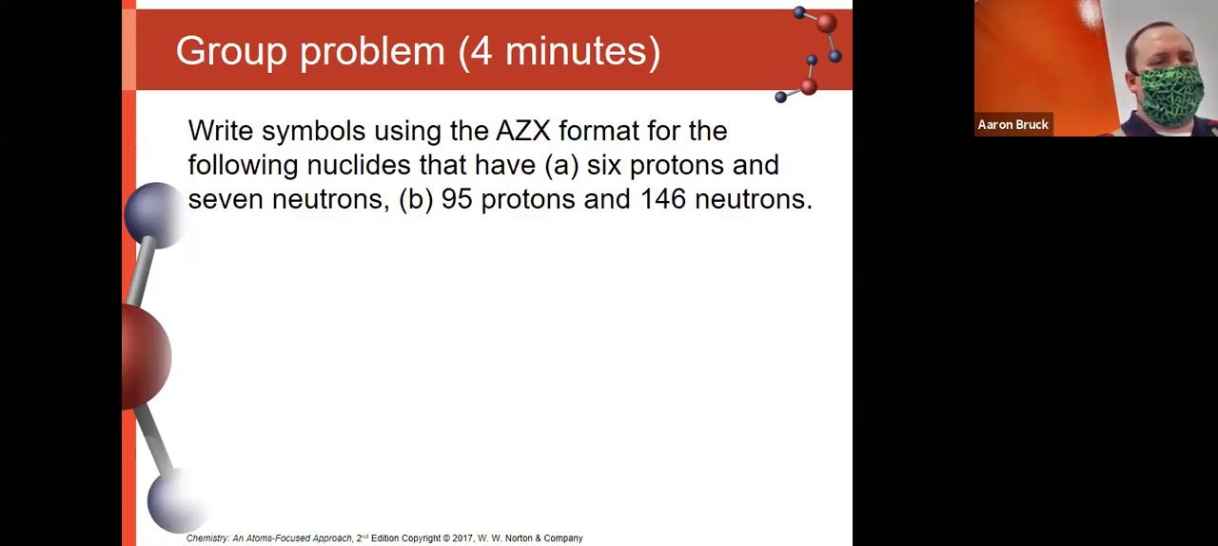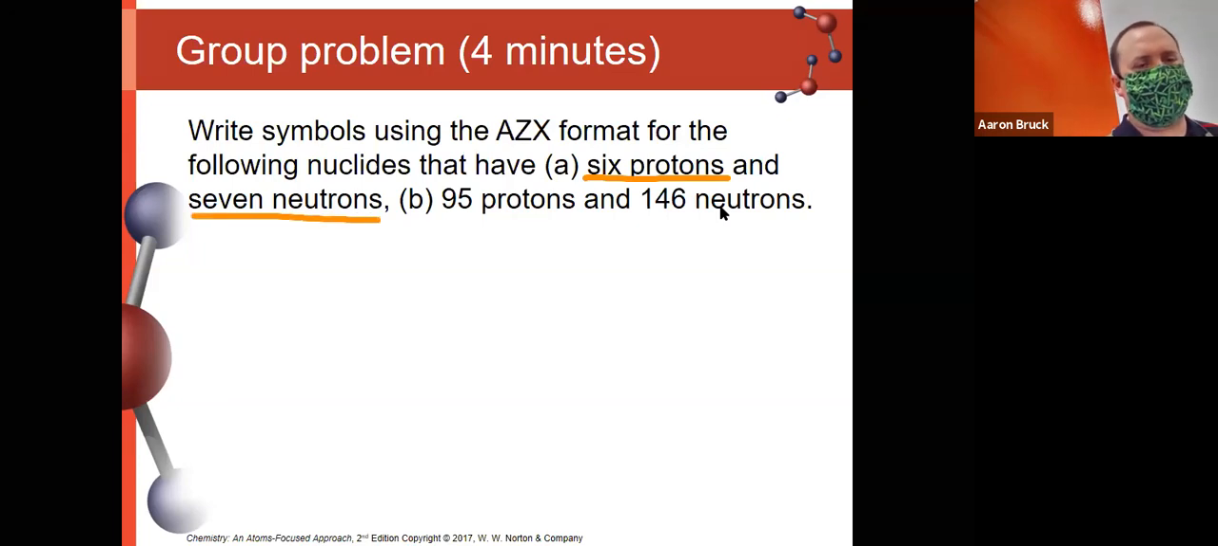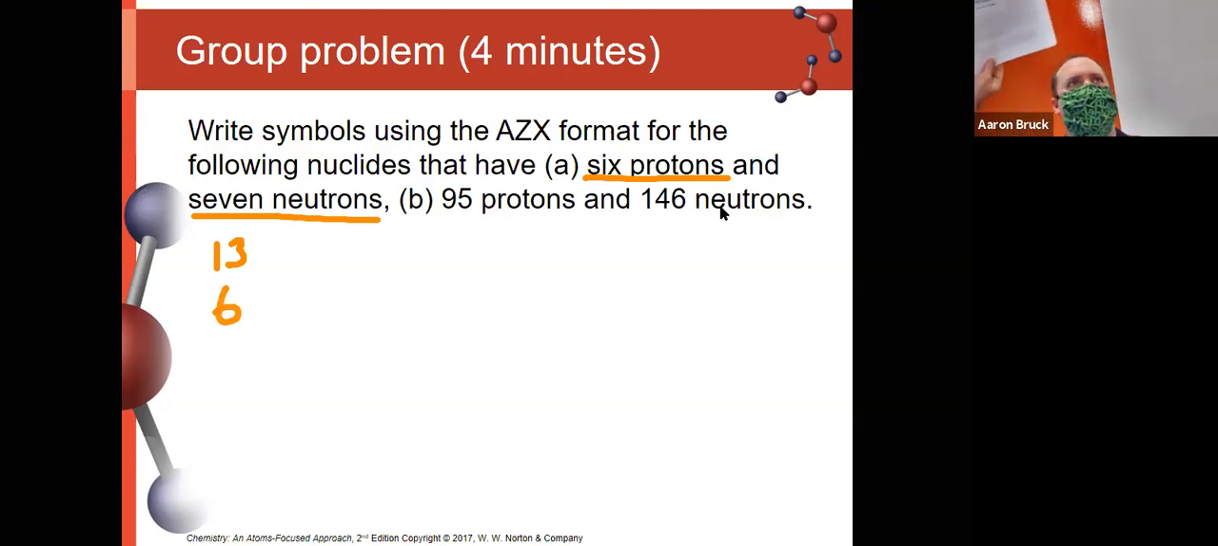We have 6 protons and 7 neutrons. So the mass number of this would be 13. 6 plus 7 is 13. Atomic number would be 6 because there are 6 protons. I go to my periodic table. The periodic table says element number 6 is C, carbon.